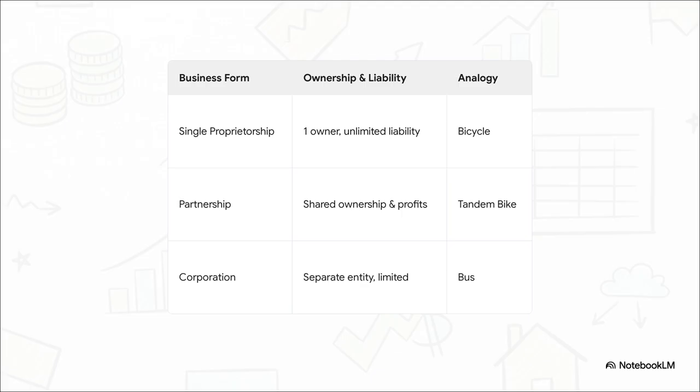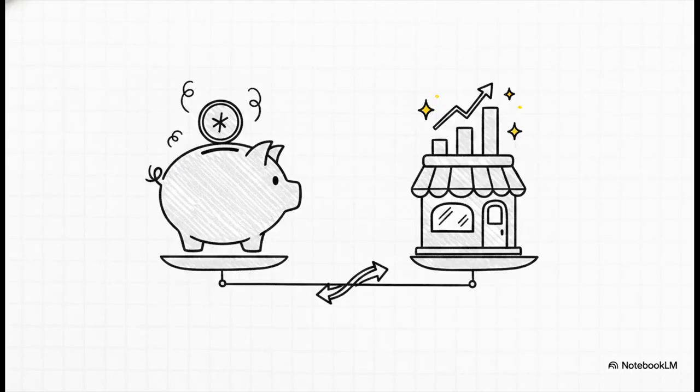And finally, the corporation is a bus. It's a completely separate legal entity with limited liability. If the bus bumps into something, the shareholder passengers inside are totally shielded from the impact. So, we've picked our vehicle. Now let's track the fuel that actually makes it go, which is equity. Tracking your business equity is remarkably similar to tracking your own personal savings. Honestly, if you understand how a basic bank account works, you already have the mental framework for corporate equity.